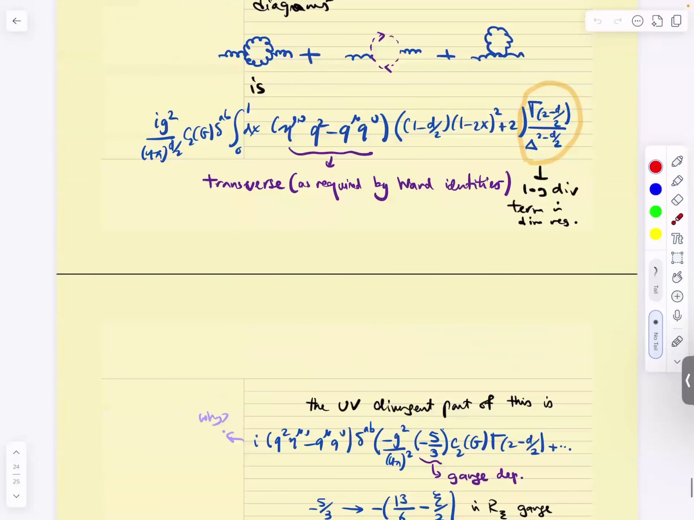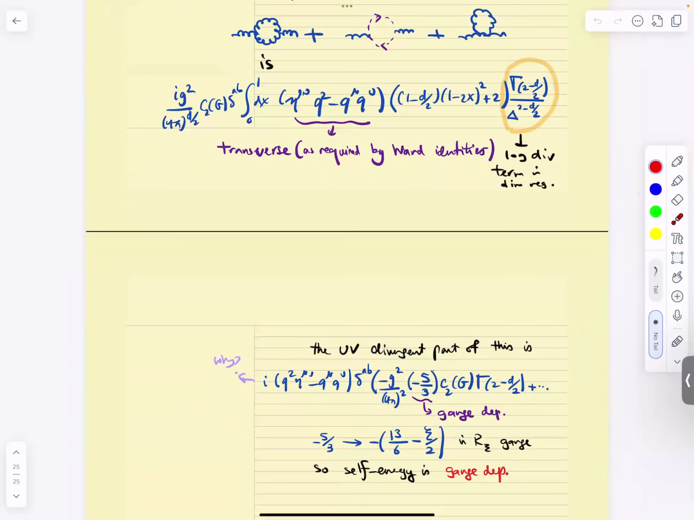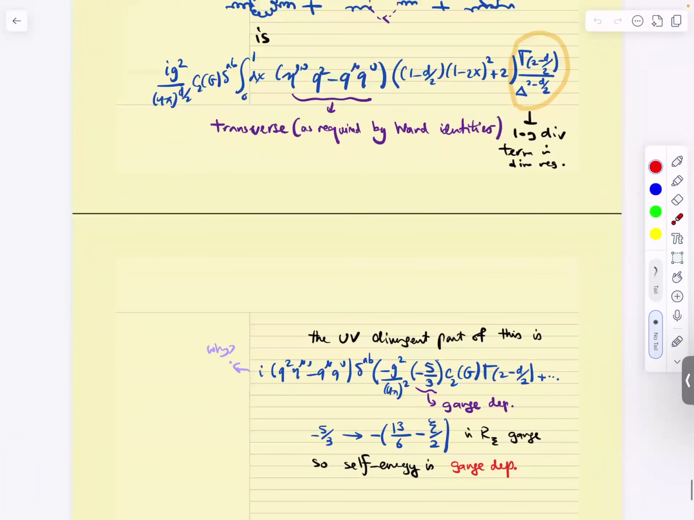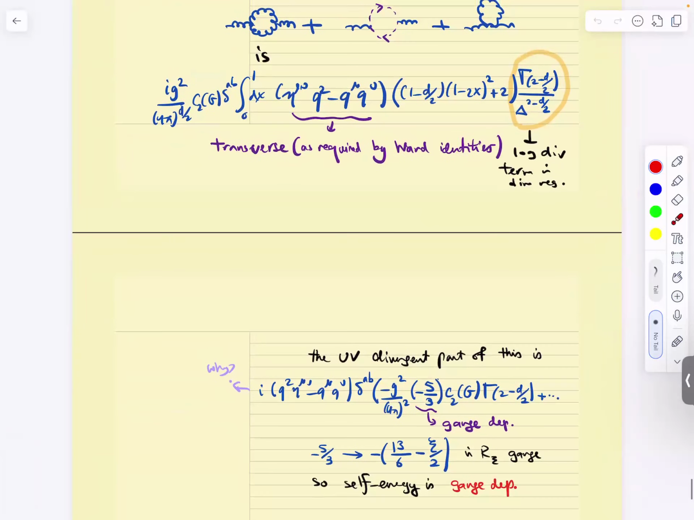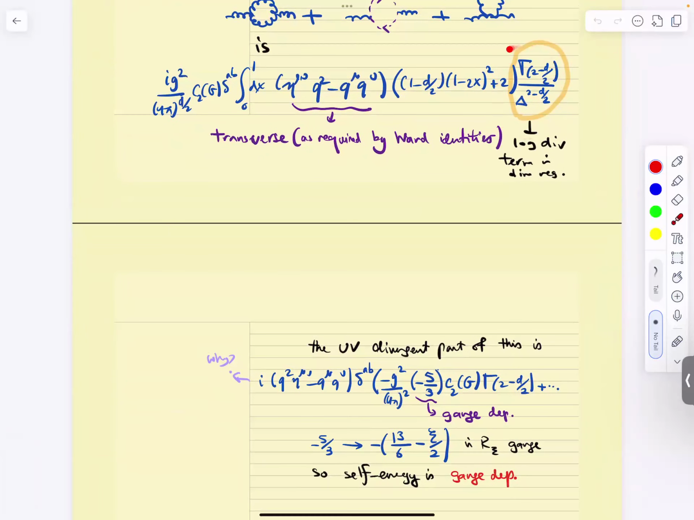Okay, so now you still can do a little bit better, but I don't expect you guys to see this step right away. It is some calculation. The UV divergent part of what this expression is looks like this.